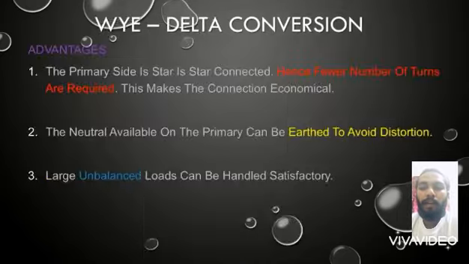Okay, now we can see the advantages and disadvantages of the wye-delta configuration. First of all, the advantages. Number one, the primary side is a star connection. Star connected means Y connected, hence a fewer number of turns are required. This makes the connection economical. Then the neutral available on the primary can be earthed to avoid distortion. Then large unbalanced loads can be handled satisfactorily.